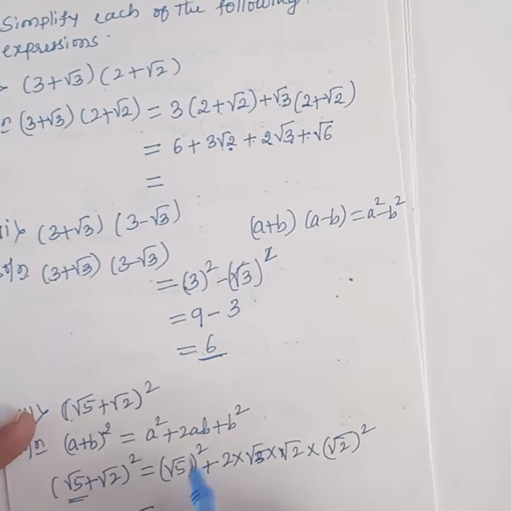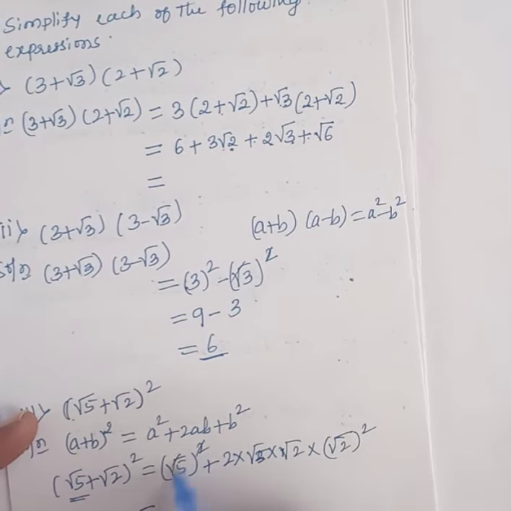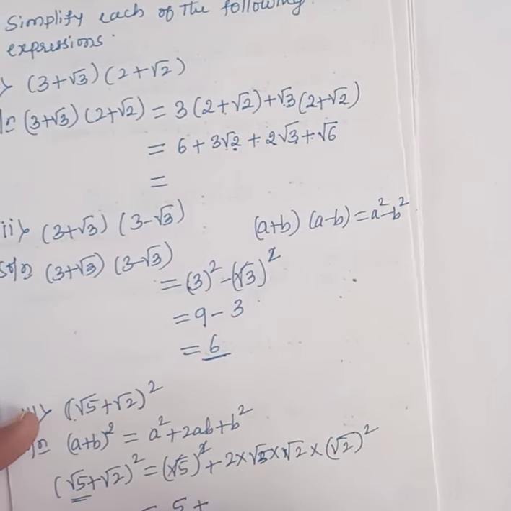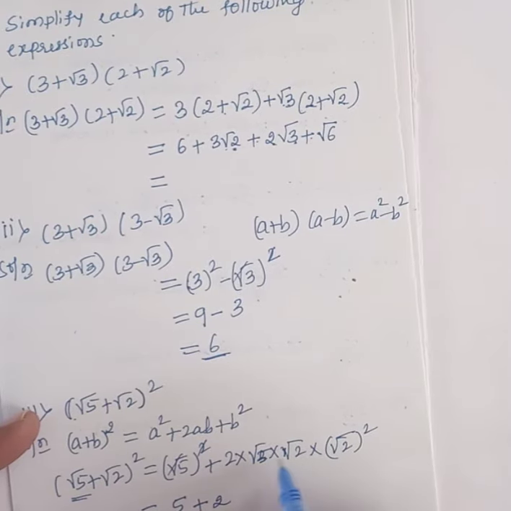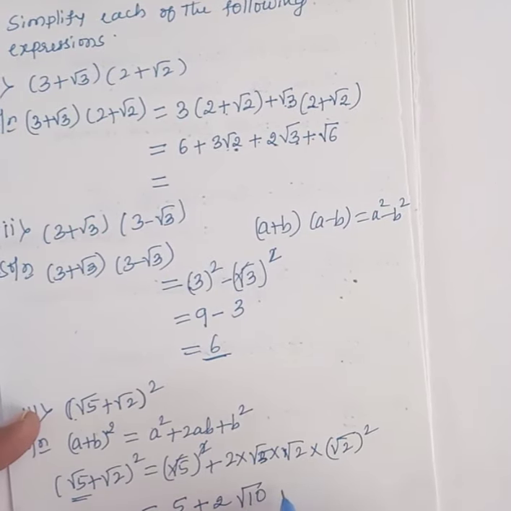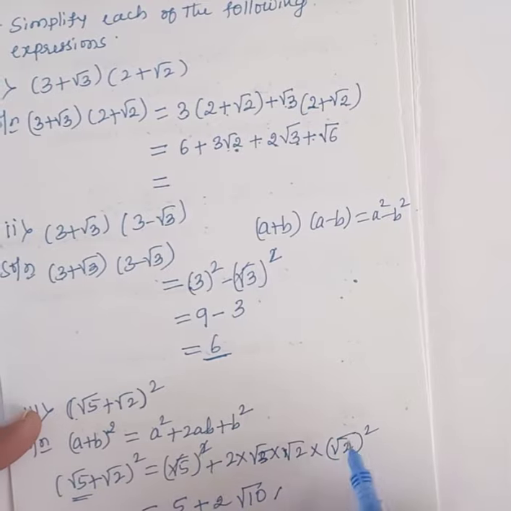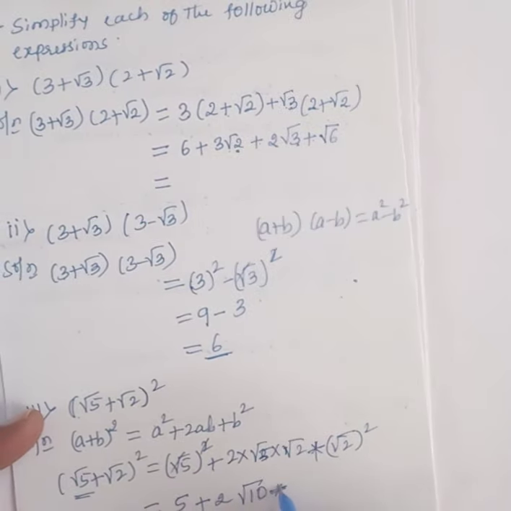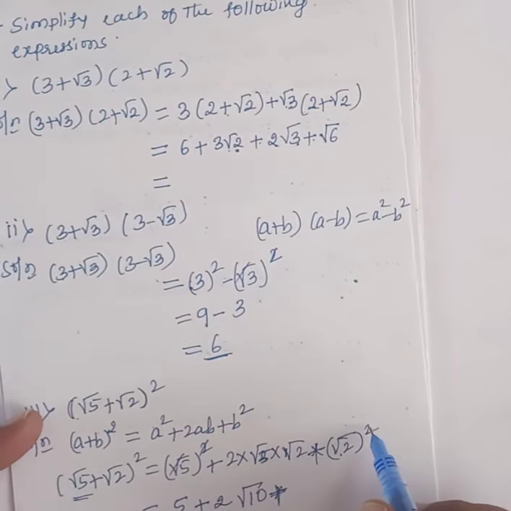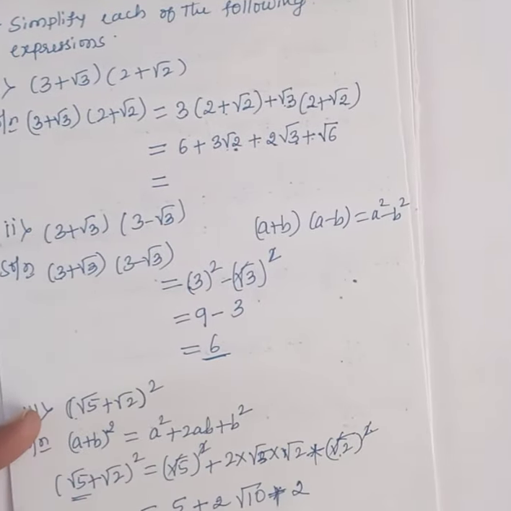This is equal to root 5 whole square is, this square will get cancelled, 5 plus 2 root 5 into root 2 is 2 root 10, we can multiply, okay, this is plus, this is plus root 2 whole square is, this square will get cancelled, 2.